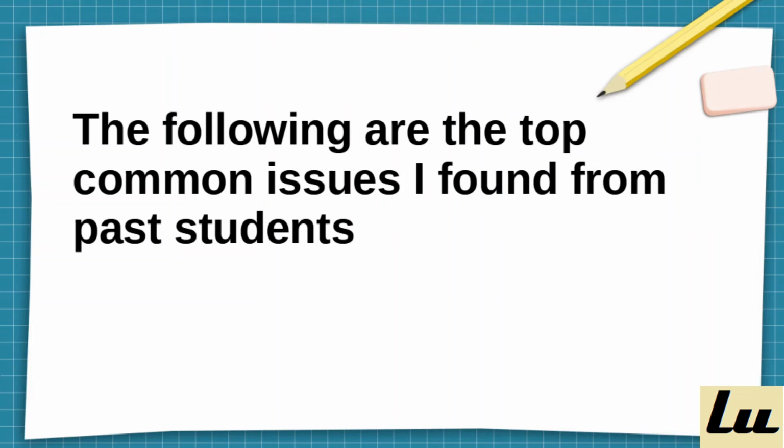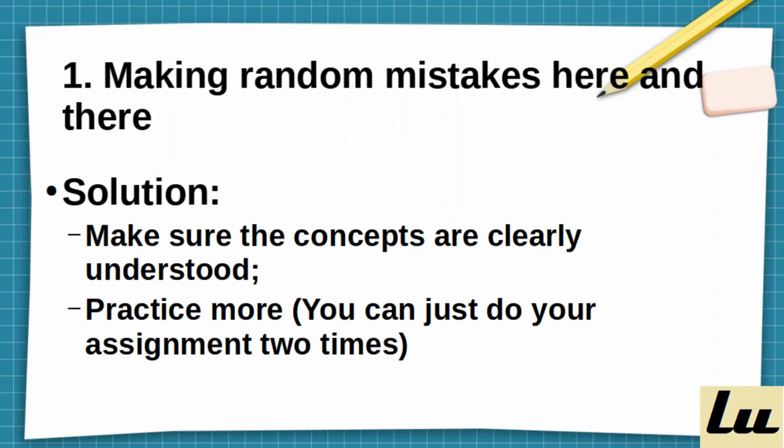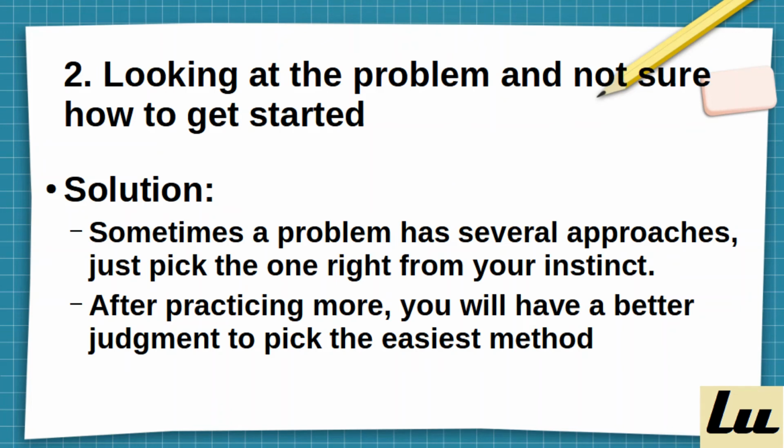The following are the top common issues I found from past students. 1. Making random mistakes here and there. Solution to this would be: make sure the concepts are clearly understood. Practice more. You can just do your assignment 2 times. 2. Looking at the problem and not sure how to get started. Solution to this would be: sometimes a problem has several approaches, just pick the one right from your instinct. After practicing more, you will have a better judgment to pick the easiest method.